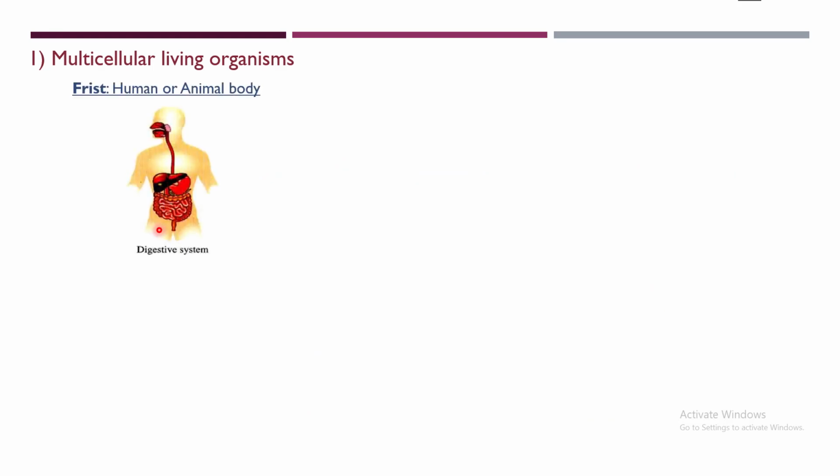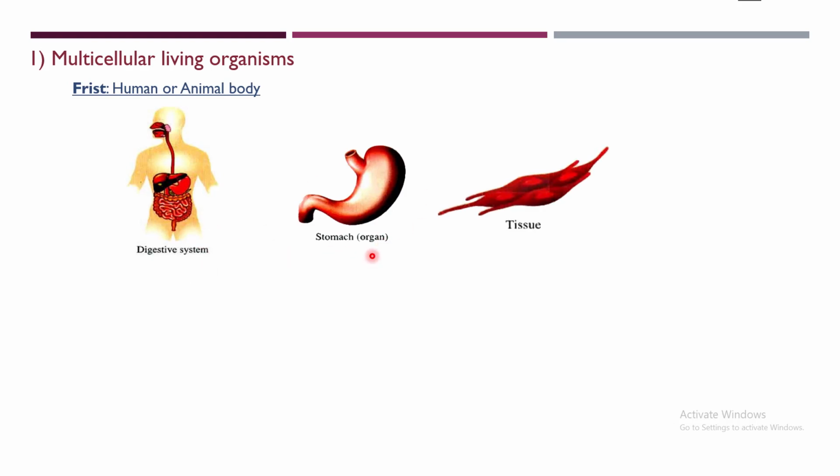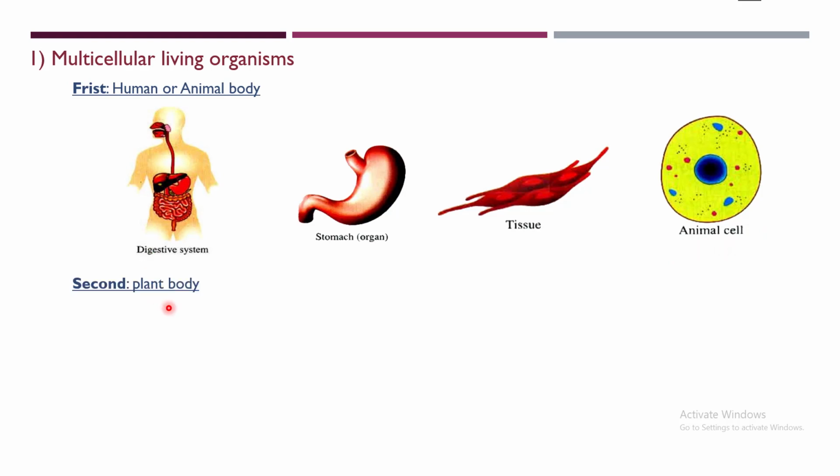Taking for example the digestive system of the human, we've learned that the human digestive system consists of a group of organs, and the stomach is one of them. This stomach consists of a group of tissues, and these tissues consist of a group of animal cells. Why do we call them animal cells, though they are found in the human body? Well, the cells of the human and the cells of the animals are all called by one specific name, which is the animal cell.